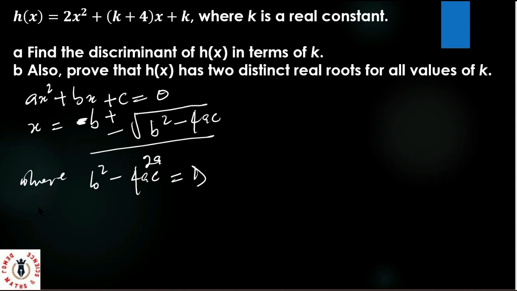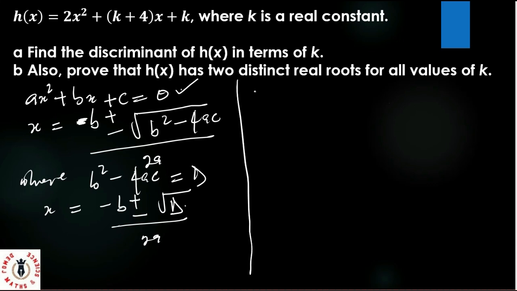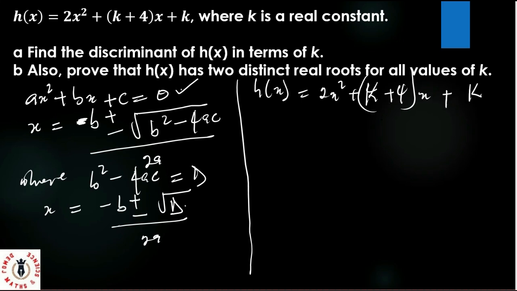Now, I can rewrite this as minus b plus or minus square root of d over 2a, so that the discriminant d here determines the nature of the roots of the equation ax squared plus bx plus c. Now let's look at this question. This question says that I have h of x equals 2x squared plus (k plus 4)x plus k. Now I'm to find the discriminant of h of x.